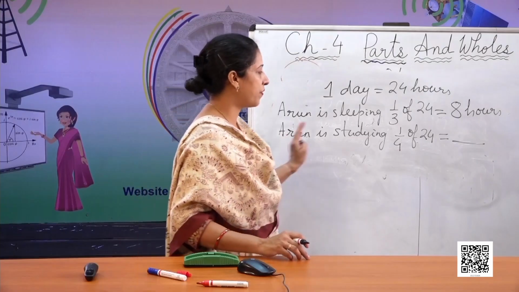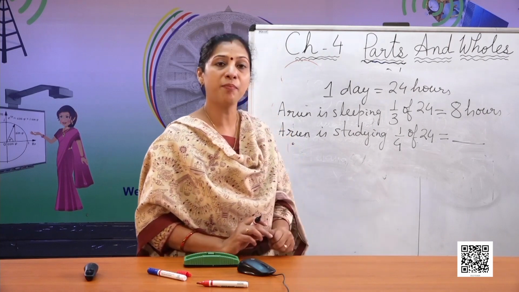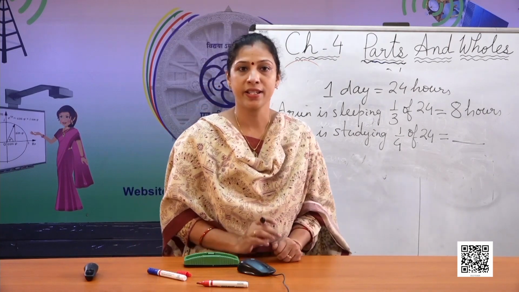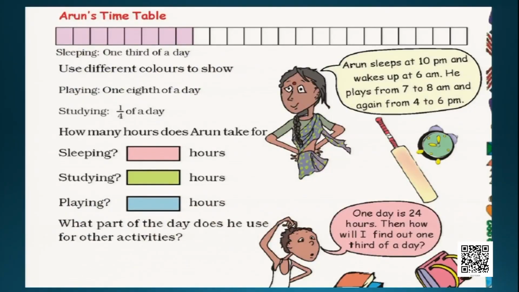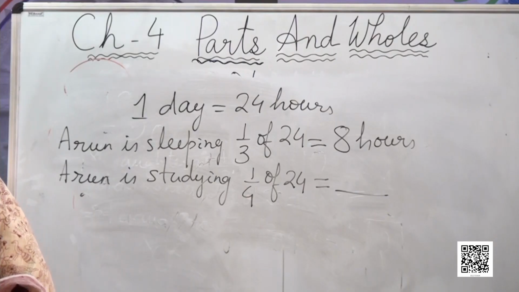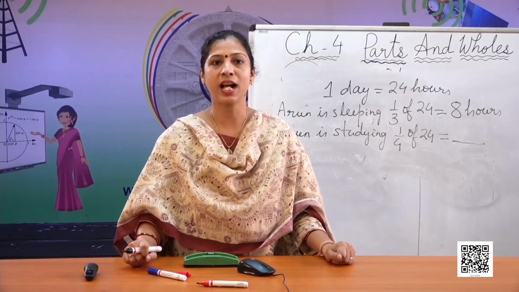How do you do it? 24 divided into 4 equal parts. So that is the number of hours he is studying. And playing, you can find out. Arun's mother has already told, just now I had told you, he plays from 7 to 8 a.m., 1 hour, and again from 4 to 6 p.m., 2 hours. That is 1 plus 2 is equal to 3 hours.